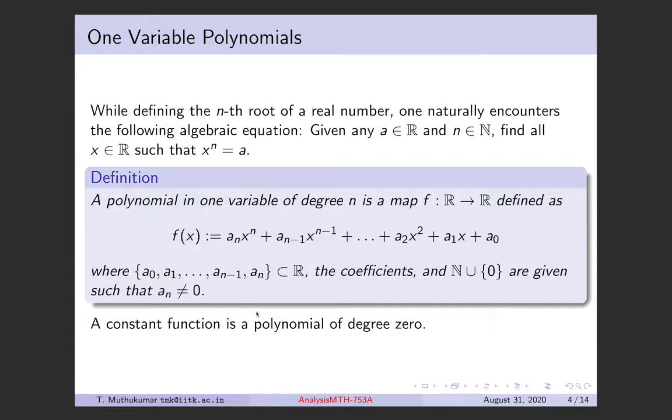A polynomial in one variable of degree n is a map from R to R which has this form. You are given coefficients, which are n plus 1 coefficients of the powers of x. These are all given, and what is unknown here is the x. Once you solve for this, what you get is an x, and that is precisely what we were trying to model. A constant function is actually a polynomial of degree 0. When a1, a2, a3 up to an are 0, it's just f of x equal to a naught. So every constant function is a degree 0 polynomial.